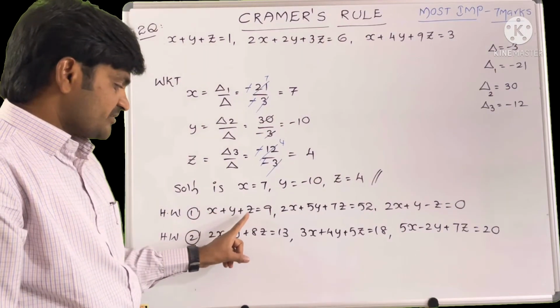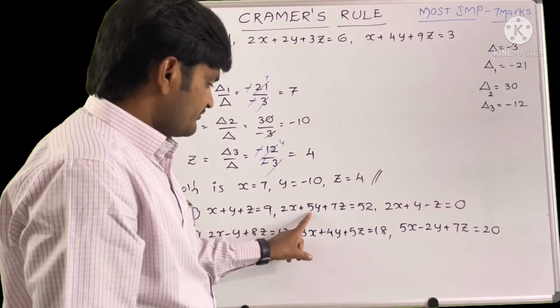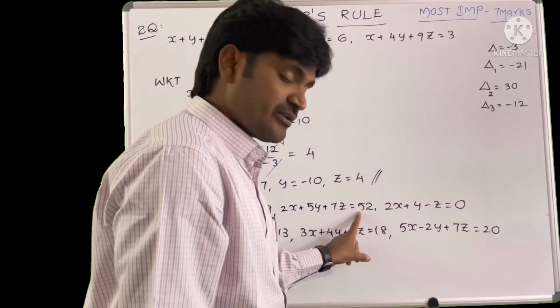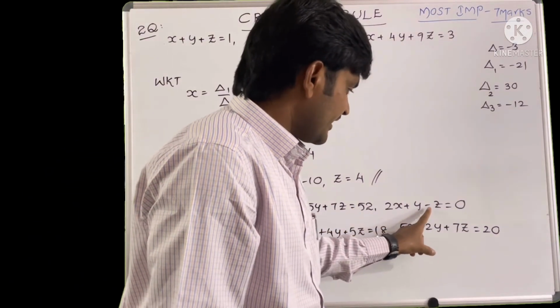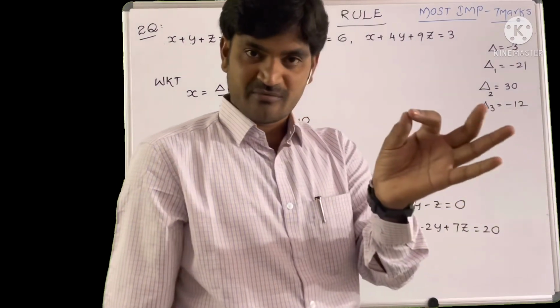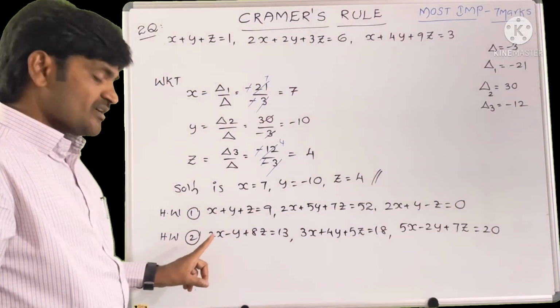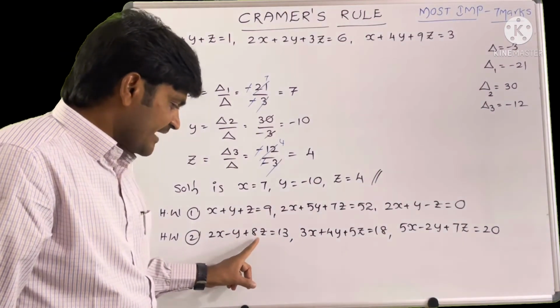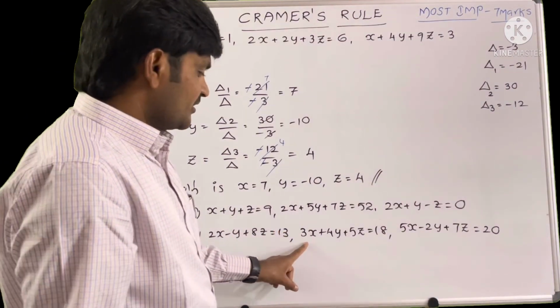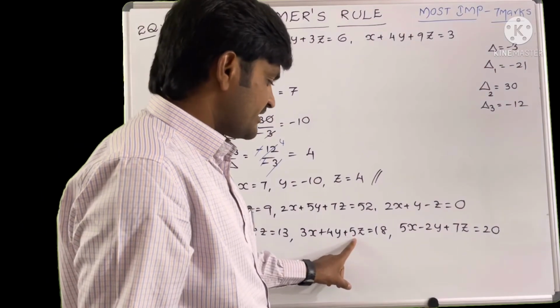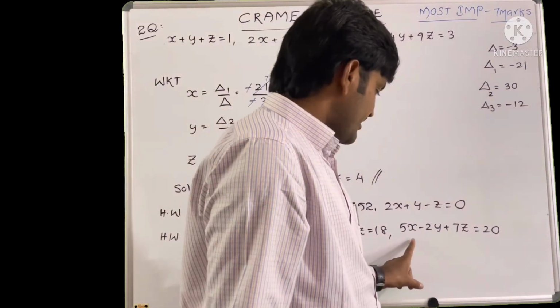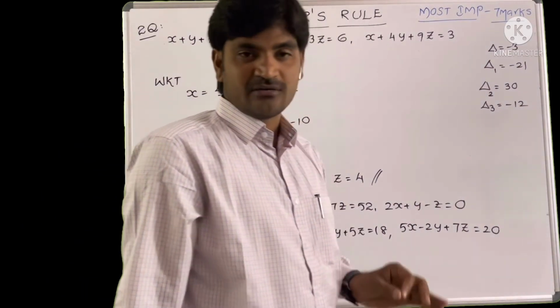x plus y plus z equal 9. 2x plus 5y plus 7z equal 52. 2x plus y minus z equal 0. Homework question number 1. Now question number 2 for homework is 2x minus y plus 8z equal 13. 3x plus 4y plus 5z equal 18. 5x minus 2y plus 7z equal 20.